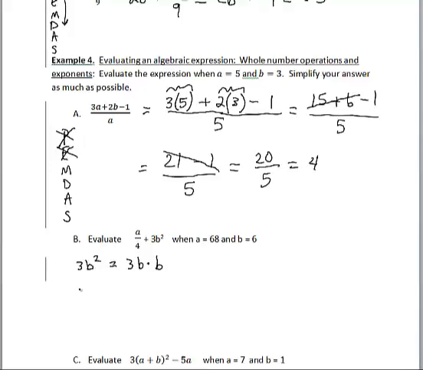Now, this is not the same. 3b squared is not the same as 3b squared with parentheses and the 3 and b inside. This expression would mean that I had 3b times another 3b, and 3 times 3 would give us 9b times b. So these are definitely different. This is a 3b times b. That is a 9 times b times b. Okay, so whenever exponents are involved, remember that parentheses make a difference.